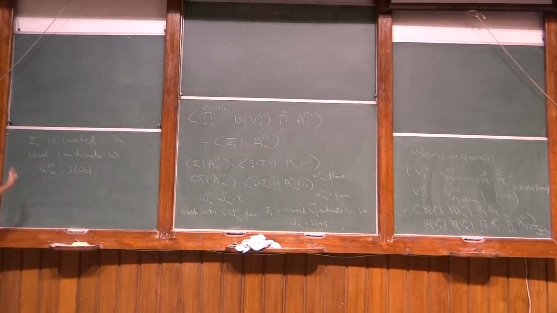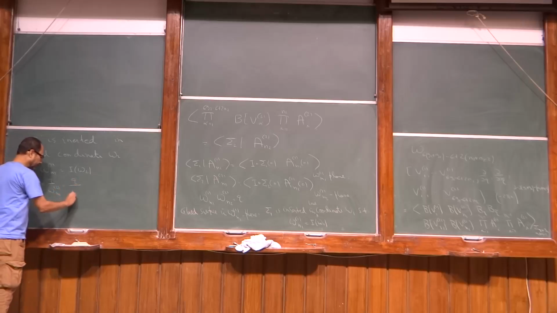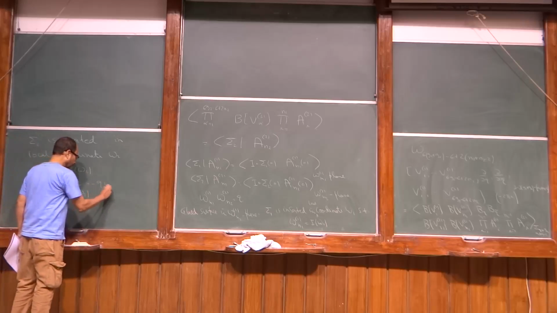But now we are expressing everything in the W1 N1 coordinates, right? So in the W1 N1 coordinate, this is related to the W2 by Q over W2 N2. So this is Q over I W2. So this is minus Q times W2.